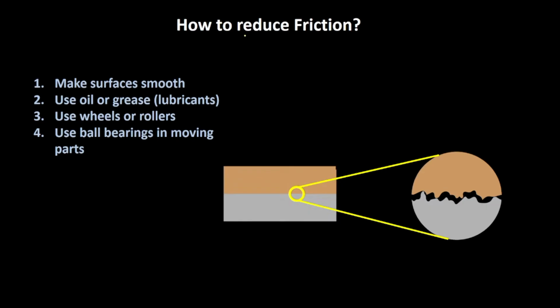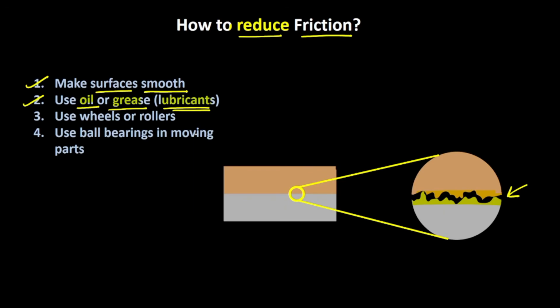So now let's understand the ways in which we can reduce the frictional force. The first way is to make the surfaces smooth. The moment the surfaces are smooth, the interlocking between these surfaces would be less, and because of the less interlocking, the friction would ultimately reduce. The second way is to use oil or grease, the lubricants, between the surfaces. Since these lubricants are slippery in nature, the moment you put them between two surfaces, they will create a thin layer of slippery surface that would ultimately reduce the friction because then there would be less interlocking between these two surfaces.